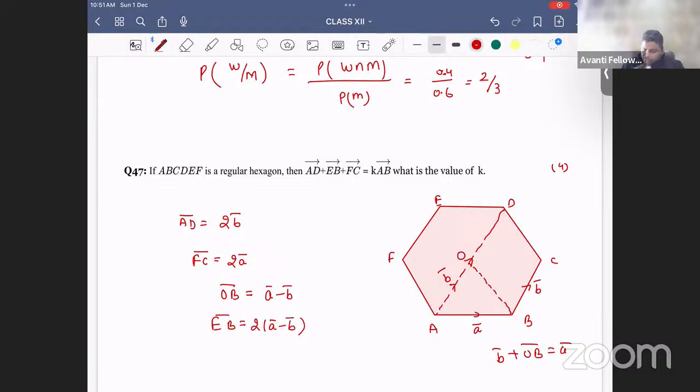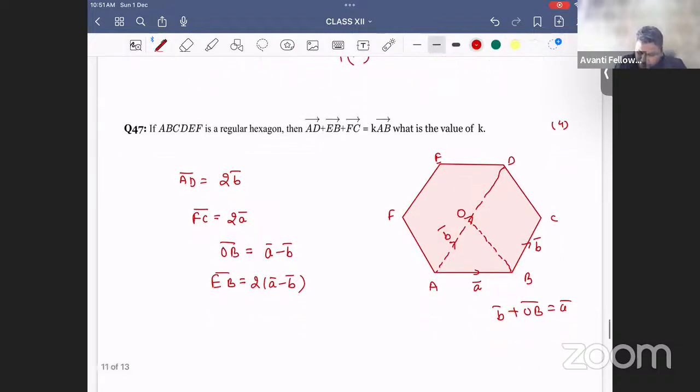Now, sum of all you are doing. So this AD plus EB plus FC. AD is 2 vector B. EB is 2 times A minus B.